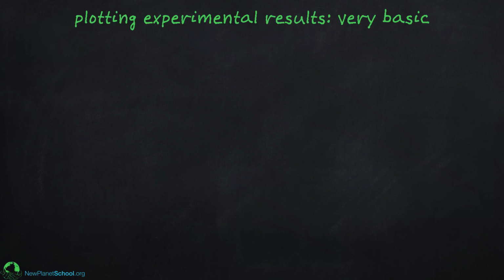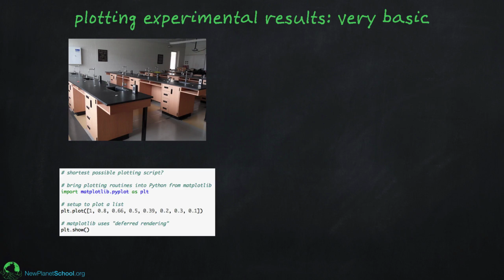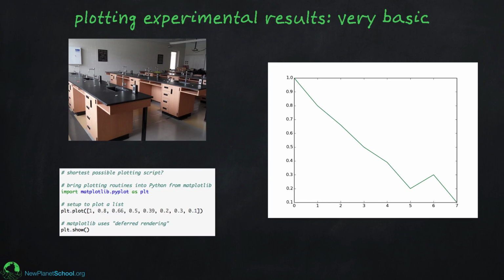Plotting experimental results. So you do a lab and you get some data points and you just really quickly want to make a plot of your data. So I thought about how to do this in Python with the least number of commands. And I think I was able to do this with 3 lines. And here's those 3 lines. I think it's the shortest possible plotting script you can come up with. And here is what it generates. And so that is how easy it is to make a graph.